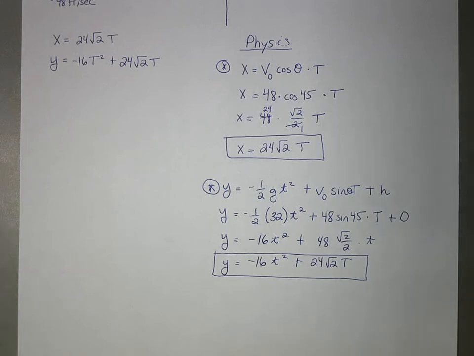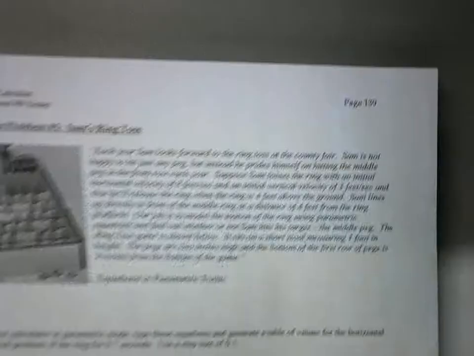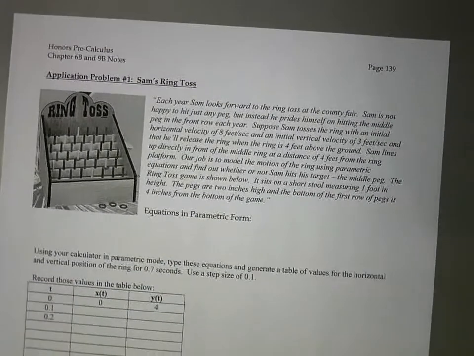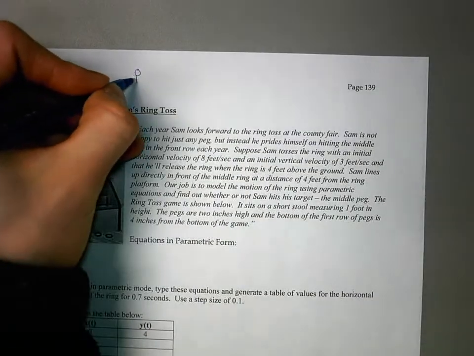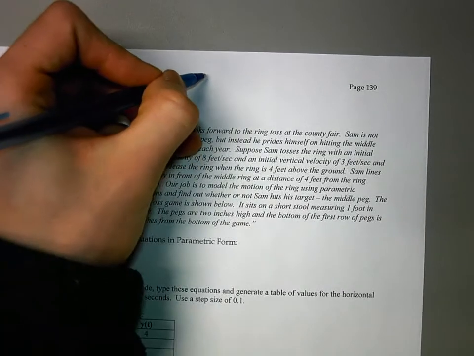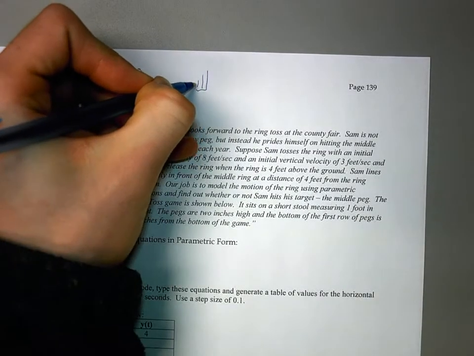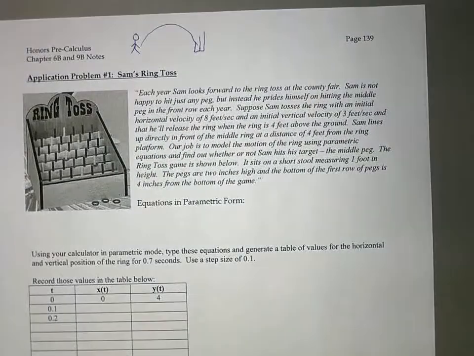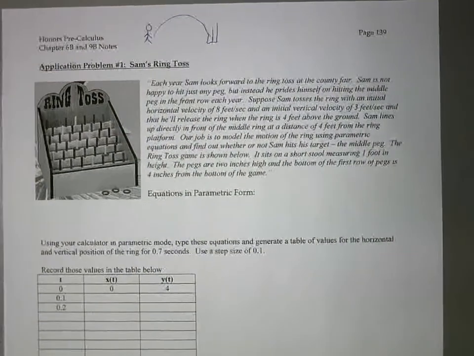So now what we want to do is move on to our first example on the top of page 139. And on the top of 139, we're dealing with a ring toss. So basically, the problem that we're looking at is Sam is standing back from the ring toss game, and here are his ring pegs. And he's throwing the ring onto the pegs. So let's look at our situation here.